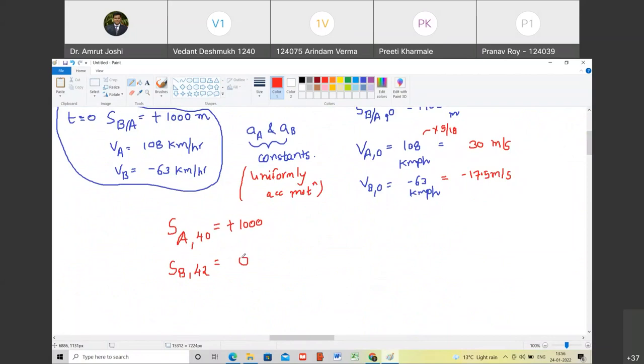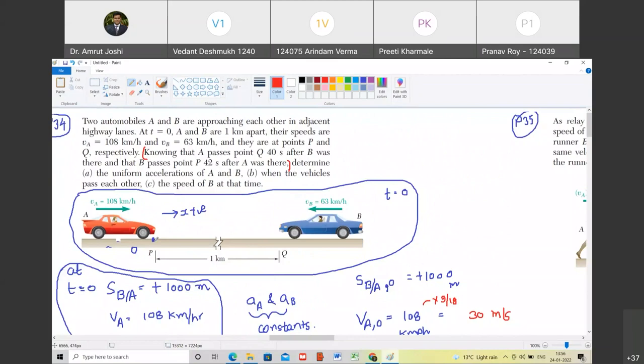After t seconds, car B has reached point Q. That means its position is zero with reference to P as origin. Do you agree with me? So this is how we translate the statements given here in the description into mathematical notation.